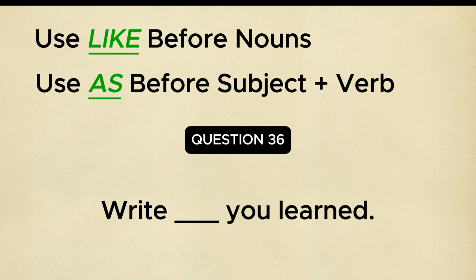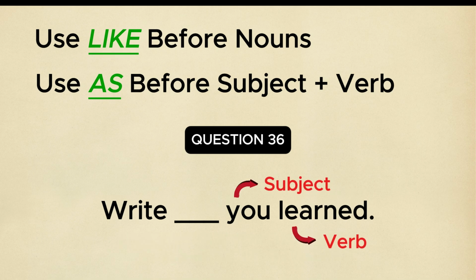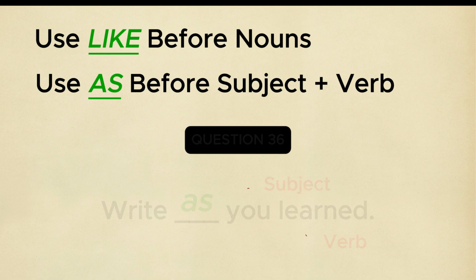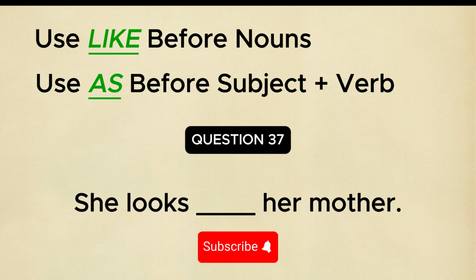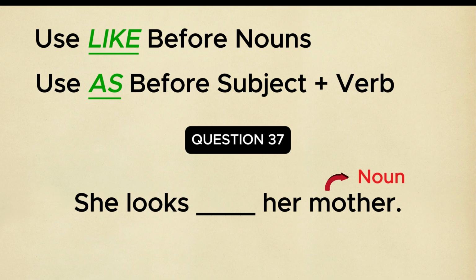36. Write blank you learned. This is a subject plus verb. The answer is as. 37. She looks blank her mother. This is a noun. The answer is like.